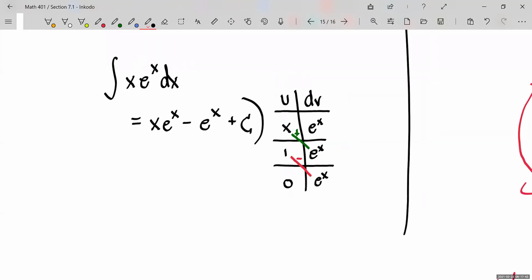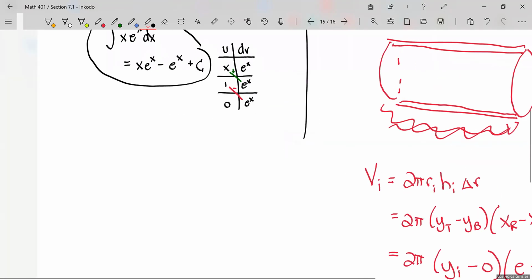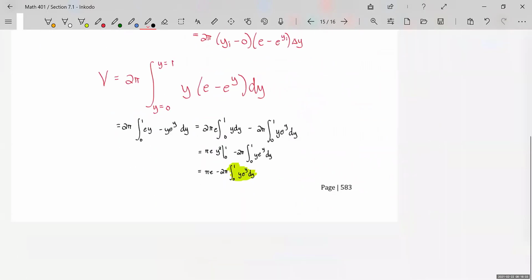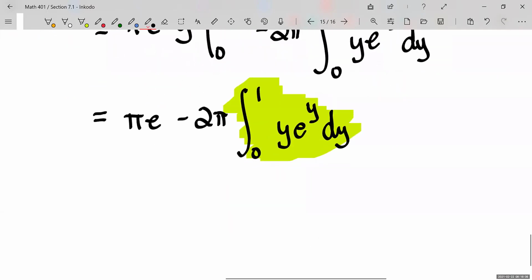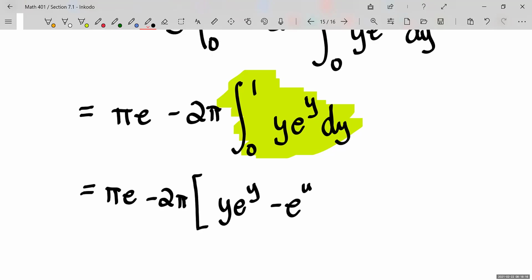But this is a very, very powerful integral to remember. That specific integral happens so often that it's probably a good idea to just put it in your memory banks and leave it there. I'm going to use that integral very quickly down here, so that we know this is pi e minus 2 pi times y e to the y minus e to the y, evaluated from 0 to 1.